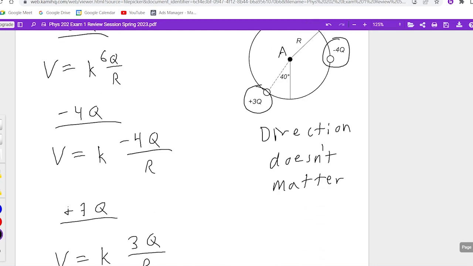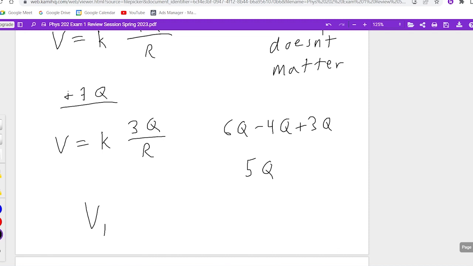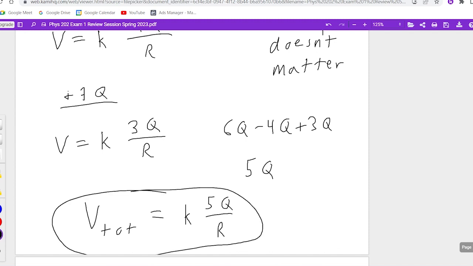And now I just need to add these three potentials together to get my total. It's going to be 6Q minus 4Q plus 3Q. Let's see what that is. 6Q minus 4Q plus 3Q. That's going to be 5Q as my total. So the final answer, V total, the total electric potential is K times 5Q over R. And there we go. Isn't that nice?